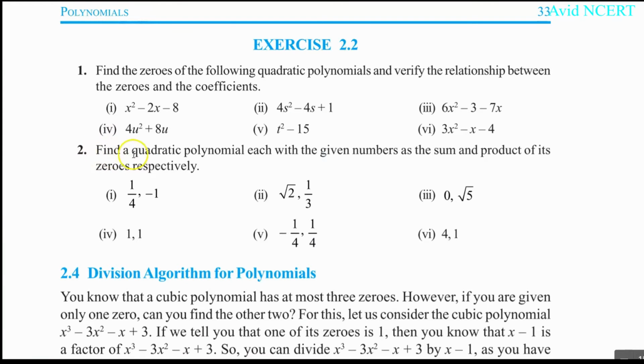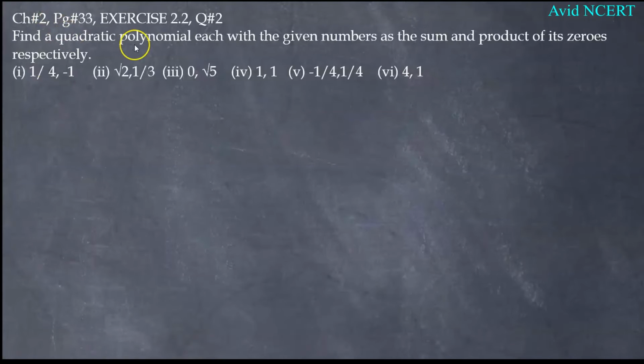The second problem is to find a quadratic polynomial each with the given numbers as the sum and products of its zeros respectively. So with these given numbers, we have to find the quadratic polynomial. To find the quadratic polynomial, the formula we have to use is ax square plus bx plus c. So let's see the first problem. First problem is 1 by 4 comma minus 1. So the formula we need is ax square plus bx plus c.